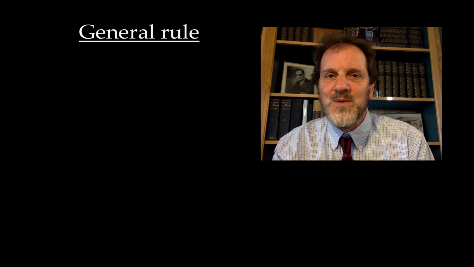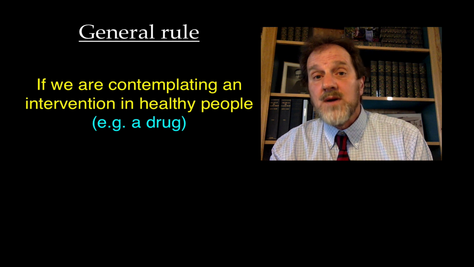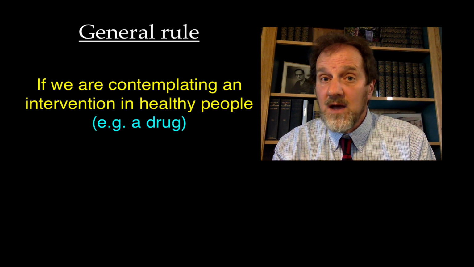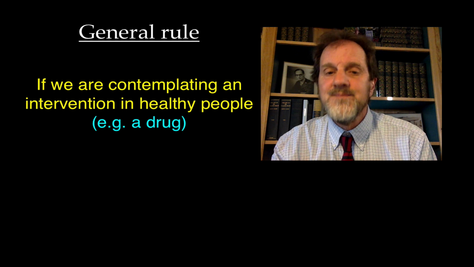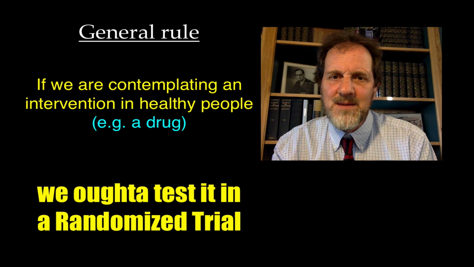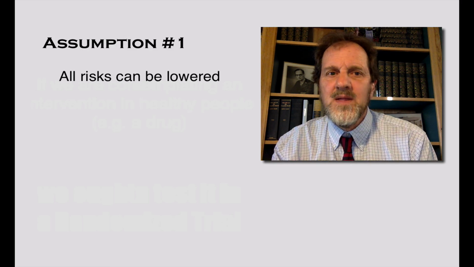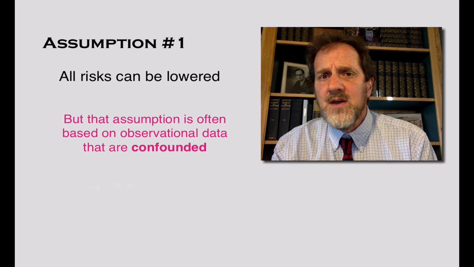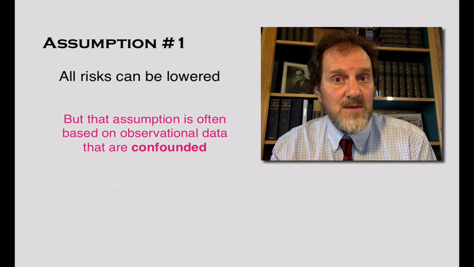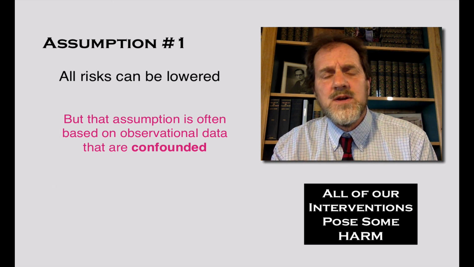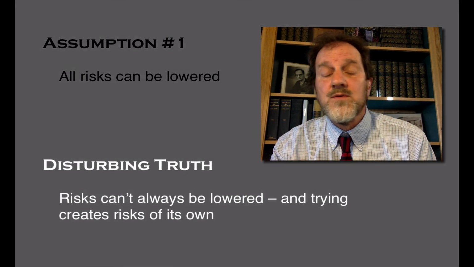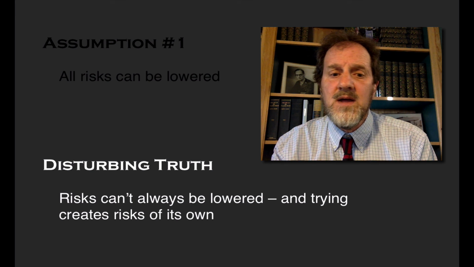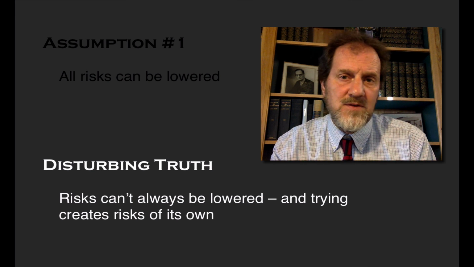Here's my general rule. If we are contemplating an intervention in healthy people, such as a drug, we ought to test it in a randomized trial. The assumption is that all risks can be lowered. But that assumption is often based on observational data that are confounded. And all of our interventions pose some harm. That's why the disturbing truth is risks can't always be lowered, and trying creates risk of its own.